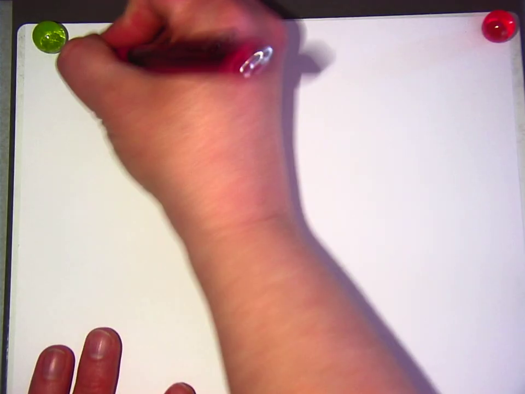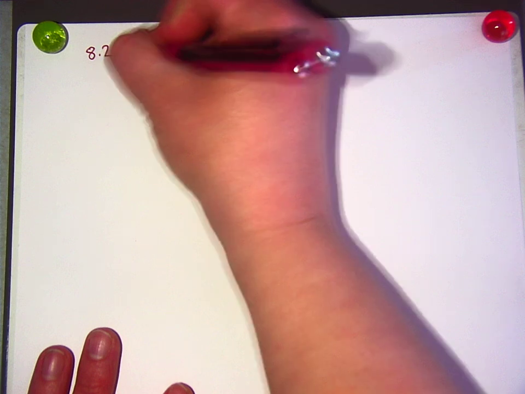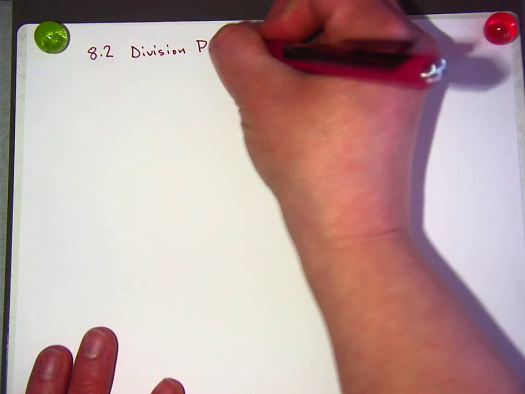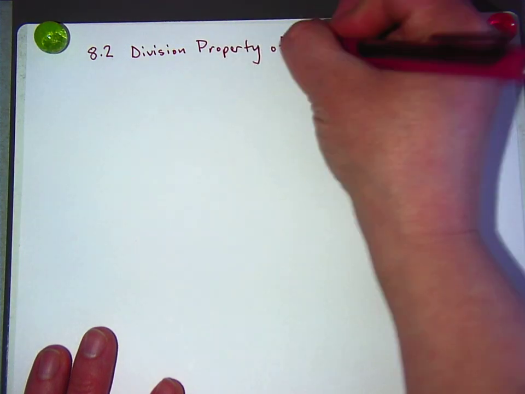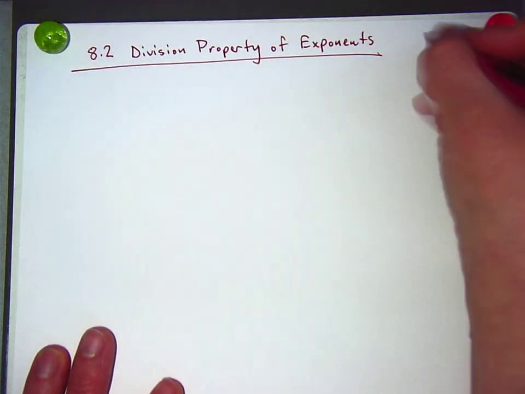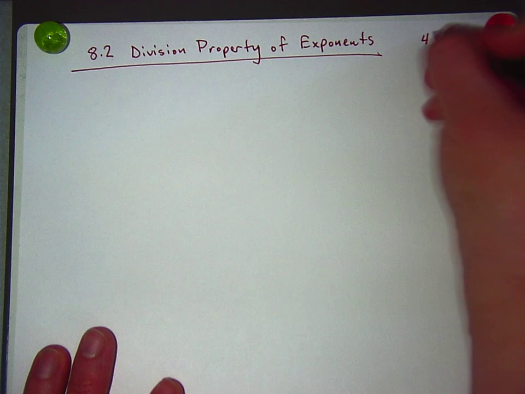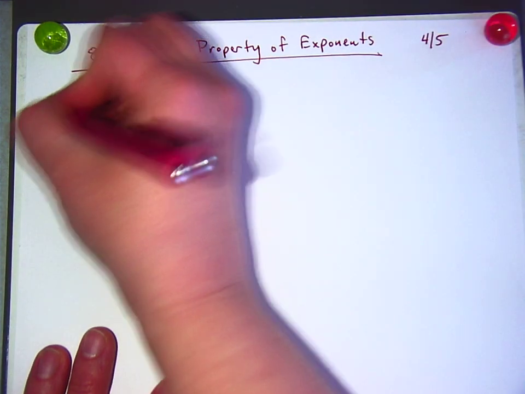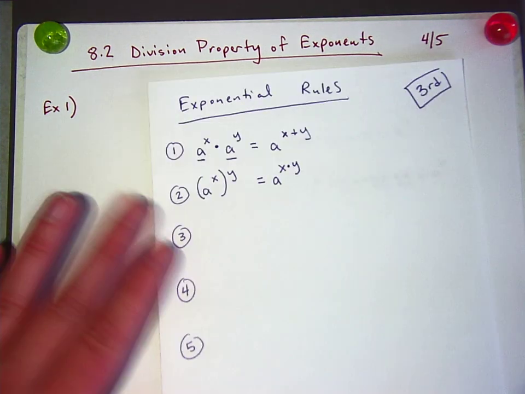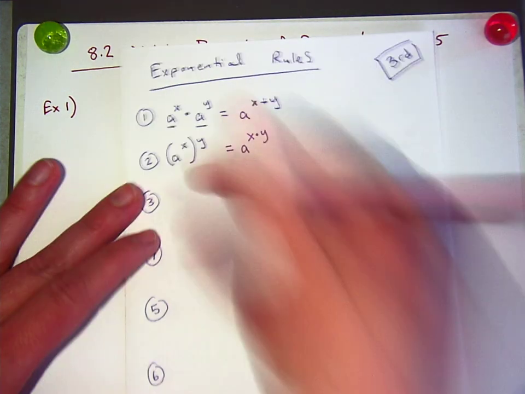Okay, so today we're doing 8.2. This is the division property of exponents. And today is 4-5. All right, we're going to start by looking at the exponential rule packet. We're going to start with rule number 3, which is what you should be on.